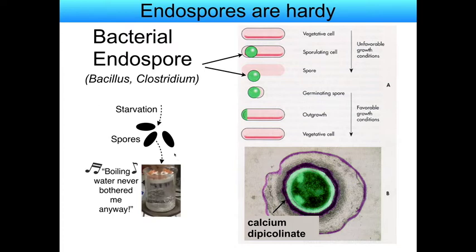You can even throw them in boiling water, and you will hear them sing, "Boiling water never bothered me anyway." So they're very hardy. So why are they so hardy? Because they form this very thick calcium dipicolinate shell.